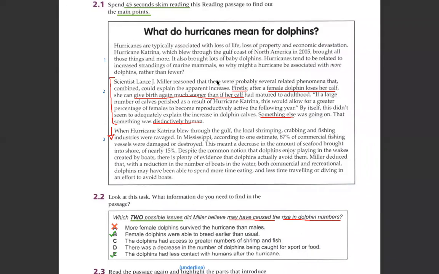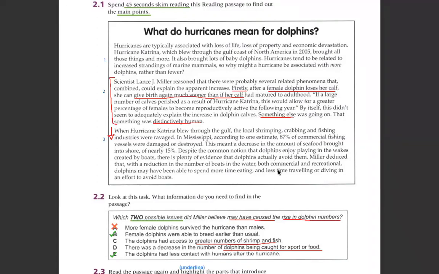Some of you said B and C. So C says that they had a greater number of fish and shrimp. Now we don't really know that. It does mention shrimp, but it doesn't tell us that they had a greater number of shrimp. Also, it said that a decrease, it means there were less dolphins being caught for food or sport. Again, it doesn't mention them being caught for food or sport.